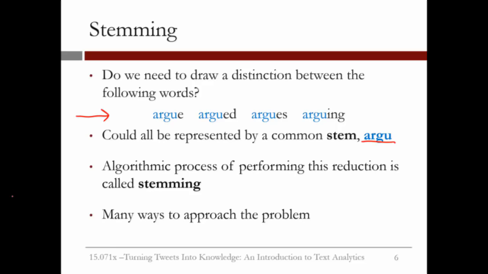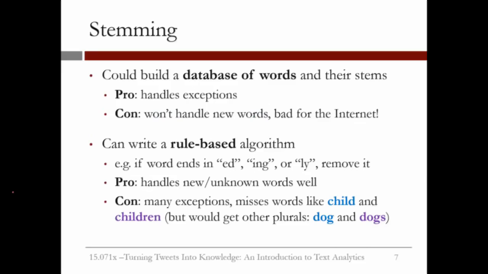There are many ways to approach the problem. One approach is to build a database of words and their stems. A pro is that this approach handles exceptions very nicely, since we have to define all of the stems. However, it won't handle new words at all, since they are not in the database. This is especially bad for problems where we're using data from the internet, since we have no idea what words will be used. A different approach is to write a rule-based algorithm.